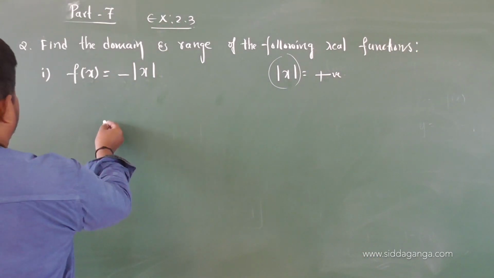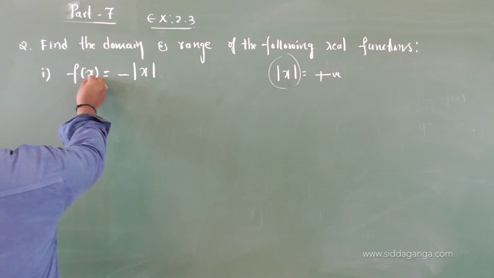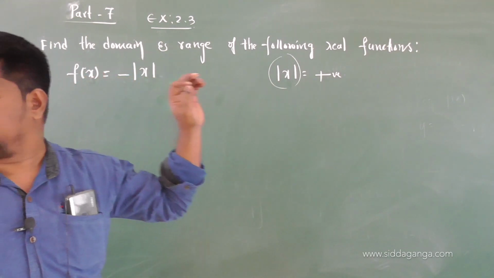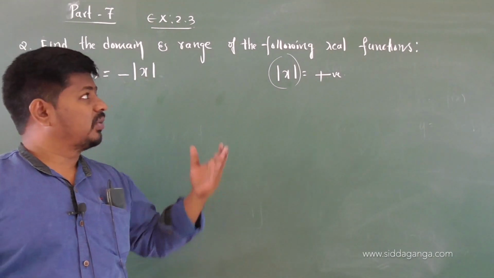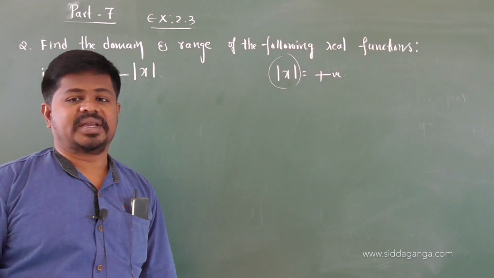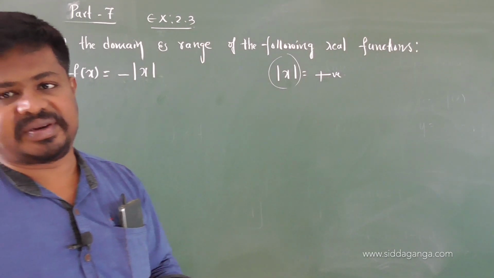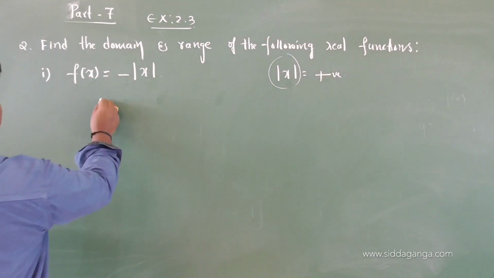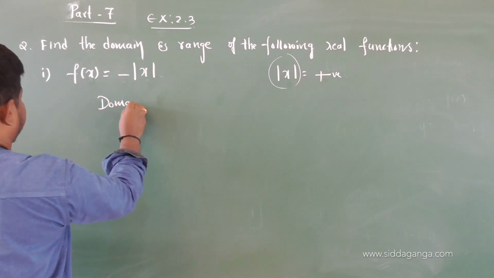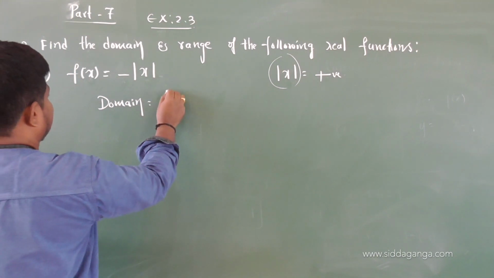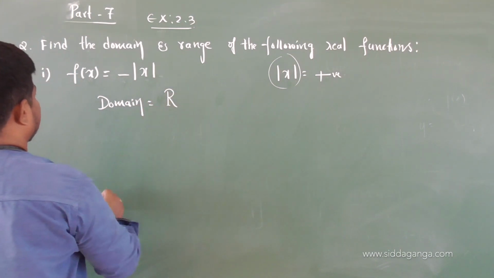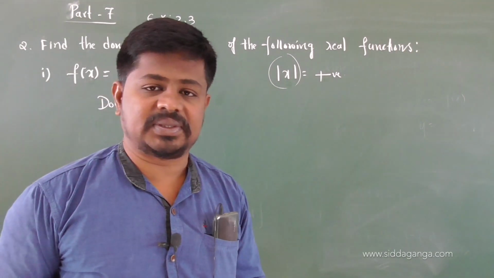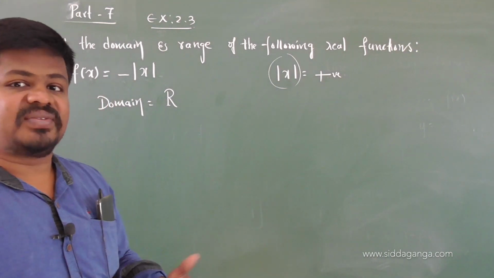So domain becomes, here the domain is, in place of x, you can take any value from the set of all real numbers. They only said it is a real function, no? Real function in the sense the domain is the set of all real numbers. x can be replaced by any real number. So you can directly write the domain of the function is the set of all real numbers.